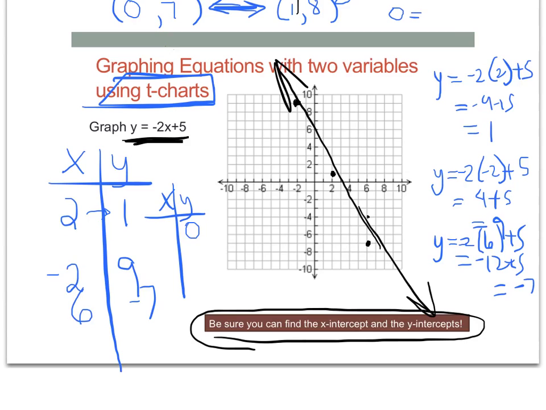So I have 0 equals negative 2x plus 5. So let's see, I'll subtract 5 from both sides, so I'll have negative 5 equals negative 2x. Divide both sides by negative 2, so I get 5 halves equals x. So it turns out this point right here, which I thought might be at 3, is actually at 5 halves, which is 2.5. So that is the x-intercept.